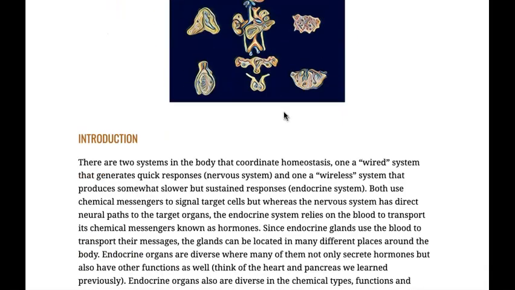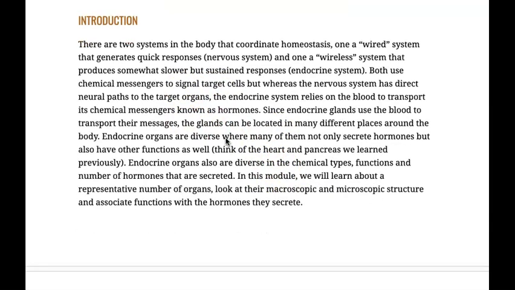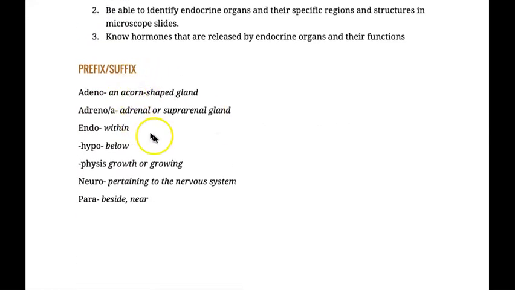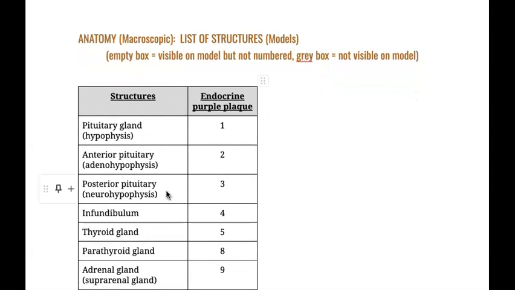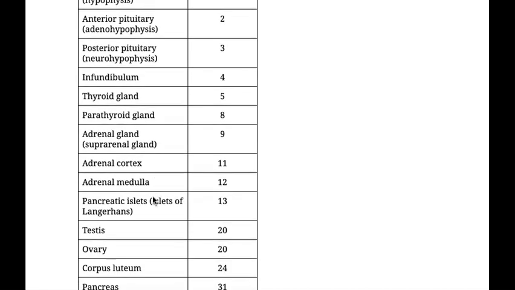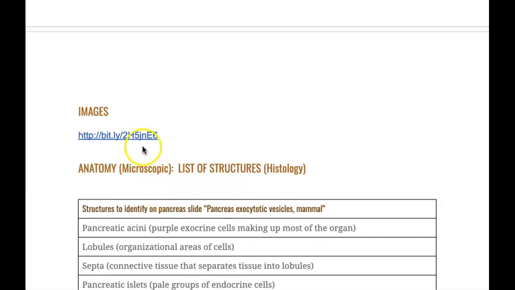As we scroll down, you're going to have a quick introductory paragraph on the system. The objectives, again, are always our prefixes and suffixes, and then really the macroscopic portion is very, very simple. There's a pituitary gland, the infundibulum, which is part of it, thyroid gland, parathyroid gland, adrenal gland. These are all very large structures. I will show you those in a second. Actually, we have the link to those images right here.